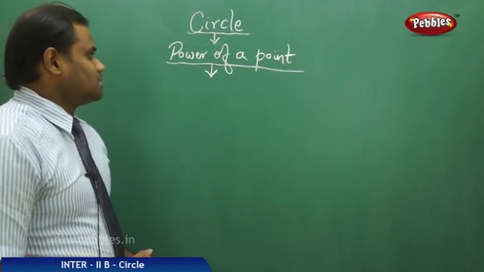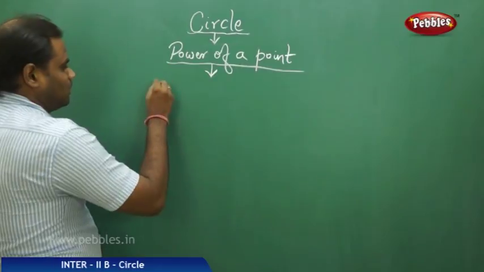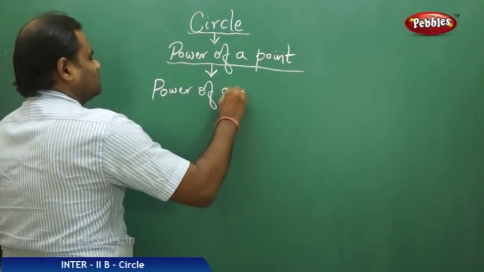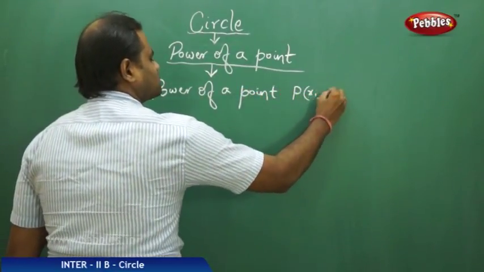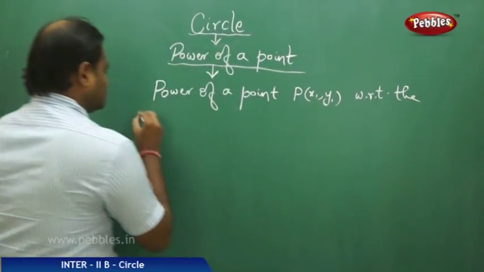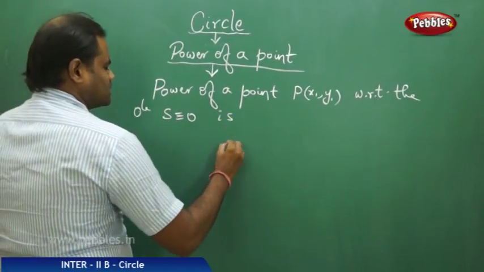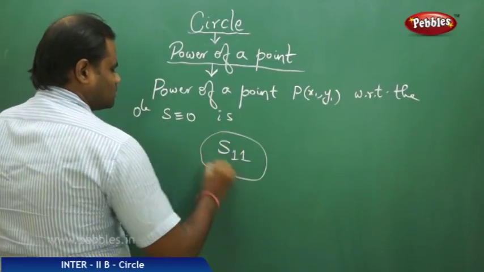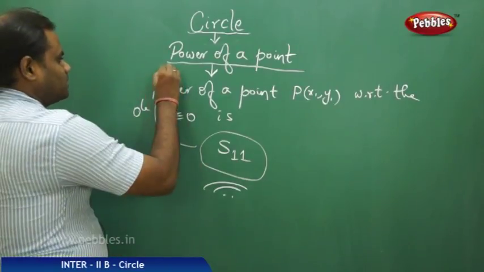Now let's discuss the power of a point with respect to the circle. The power of a point P(x1, y1) with respect to the circle S equal to 0 is said to be S11. So the power of a point is said to be S11.